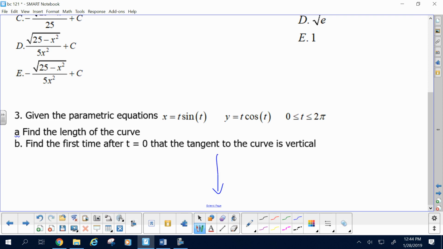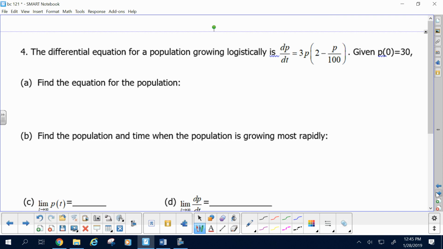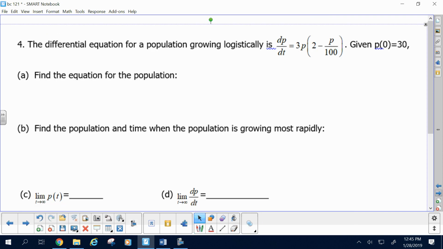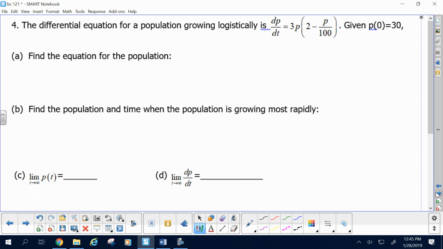Vertical. A tangent is vertical when there is undefined slope. In other words, rise but no run. So 0 in the denominator. So you really needed to set dx/dt equal to 0. If you forgot how to find vertical slope, write yourself a note: 0 in the denominator of the slope. Okay? This, you definitely had to clean this equation up first before you try and identify k.